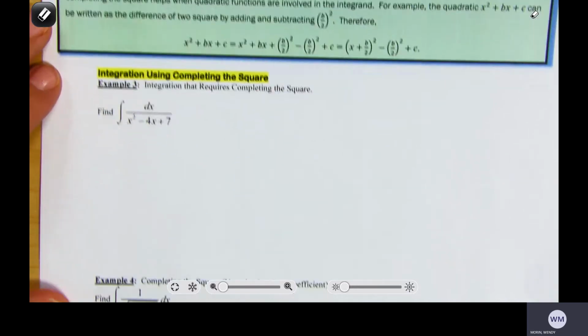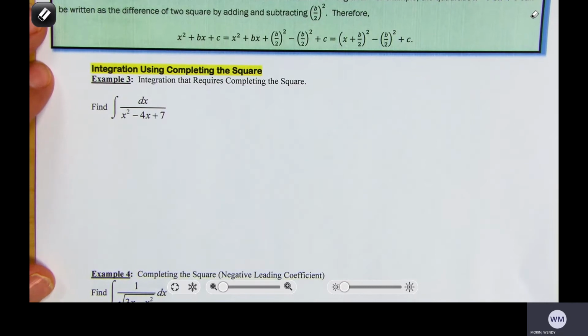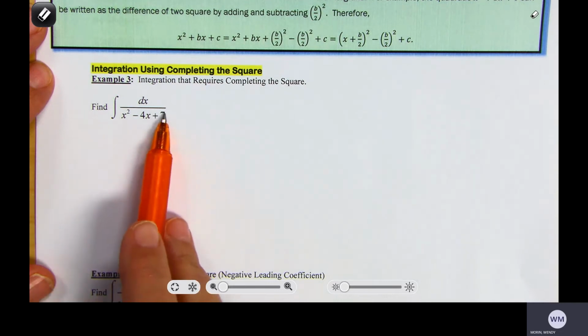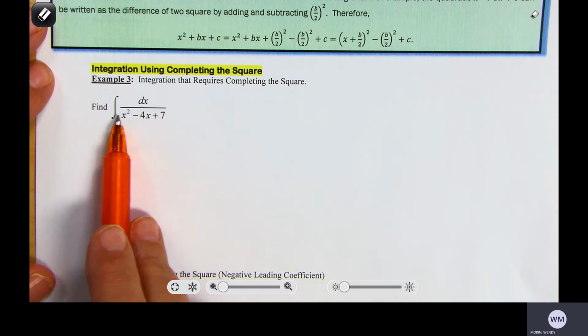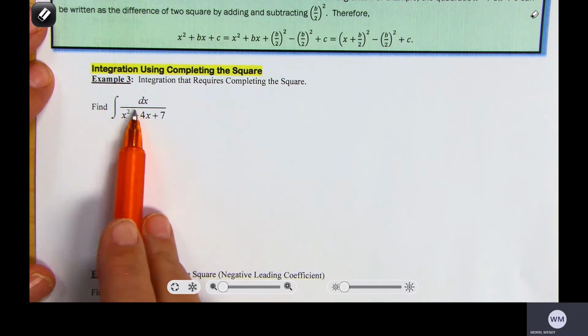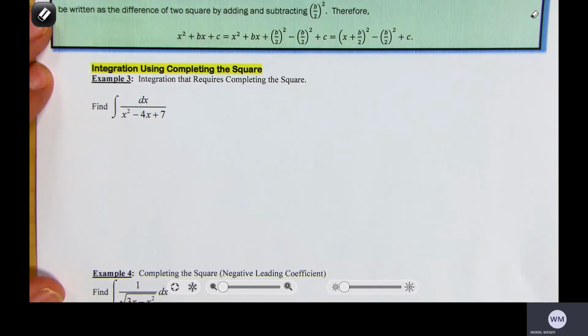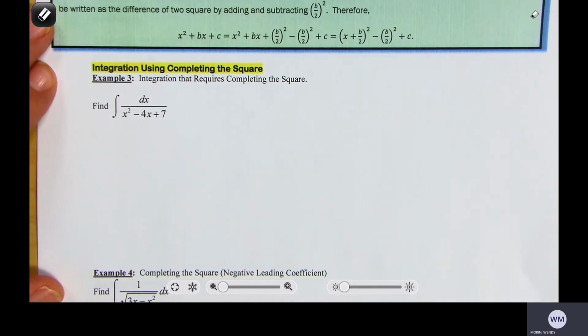So let's look at this problem and why we would need to use completing the square. Well, again, let's go back to the very first day with u substitution. If I call this u, its derivative would be 2x minus 4 dx. There's nothing here, so that can't be my u. I can't do long division. I can't integrate the way it is. So let's try completing the square and see what happens.